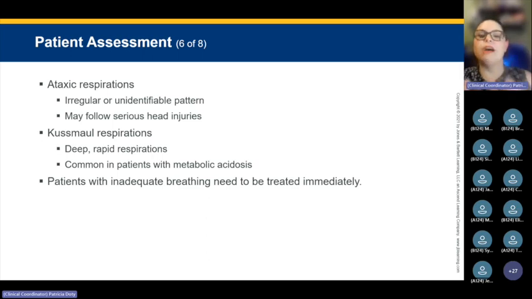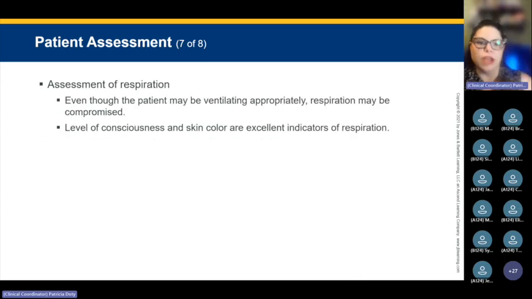So remember, we talked about how oxygen comes into the body, moves over into the capillary blood, and the capillary blood says, hey, alveoli, here's some carbon dioxide. Well, we do that, but it's deep and it's rapid. And patients with inadequate breathing need to be treated immediately because they're not getting correct oxygenation, okay? So assessment of respiration, even though the patient may be ventilating appropriately, respirations may be compromised. Level of consciousness and skin color are excellent indicators of respiration, guys.